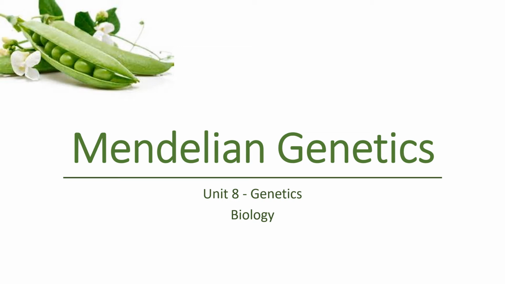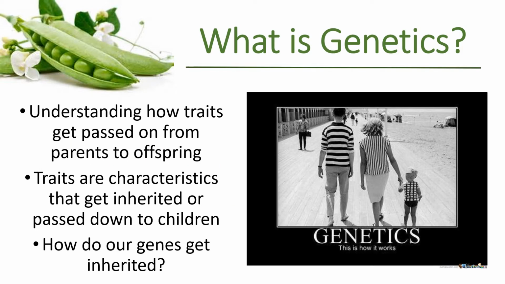All right, we're finally starting our genetics unit, one of the most fun units of the entire year of biology. And we're going to start out with the very basics, Mendelian genetics. What are the basic ways that we inherit information from our parents? So that's all that genetics is, understanding how traits get passed on from parents to offspring.